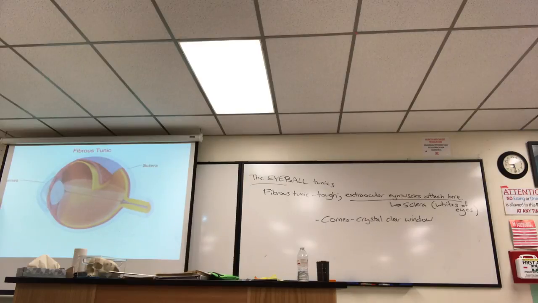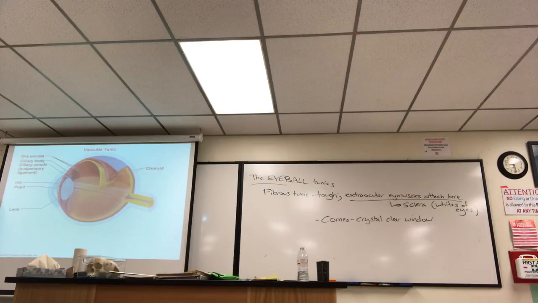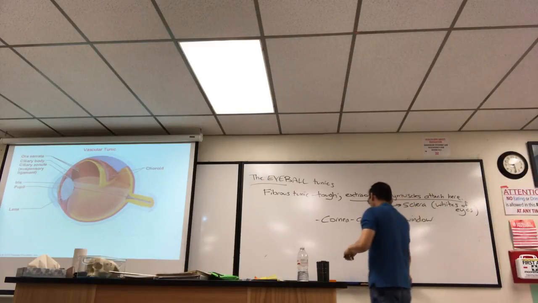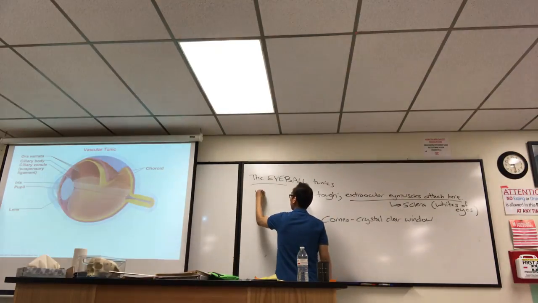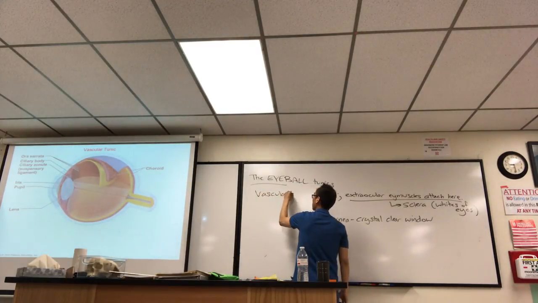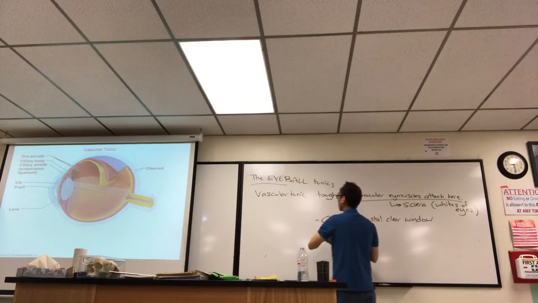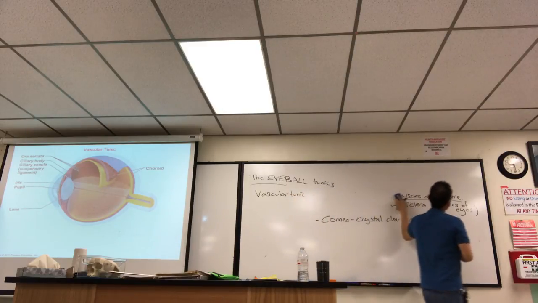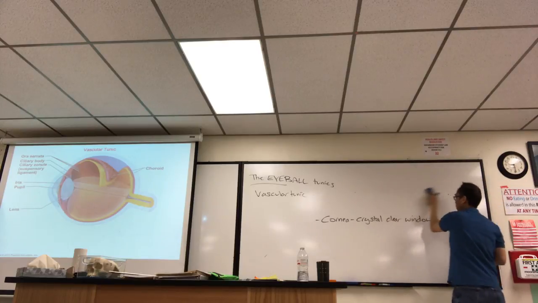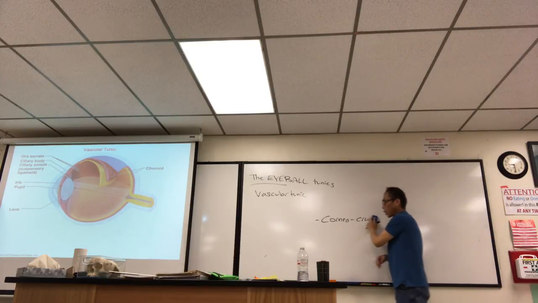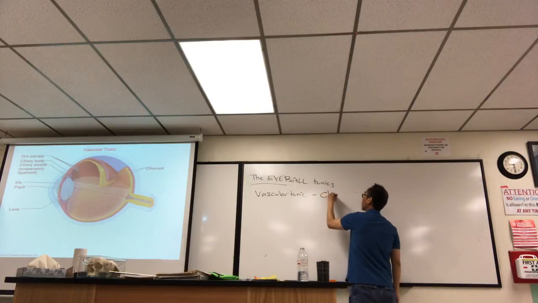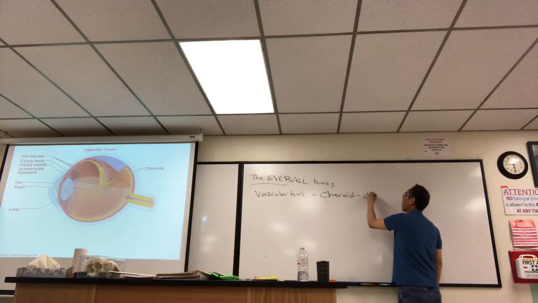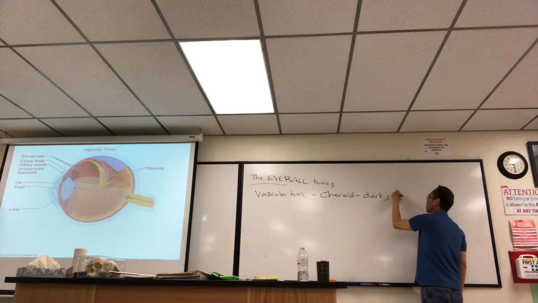All right, so that's the fibrous tunic. That middle layer, it's a very darkish layer. It's called the choroid. Well, the full name is vascular tunic, but most of it is the choroid. Choroid means dense network. It's where all the blood vessels are. It's dark, contains blood vessels.